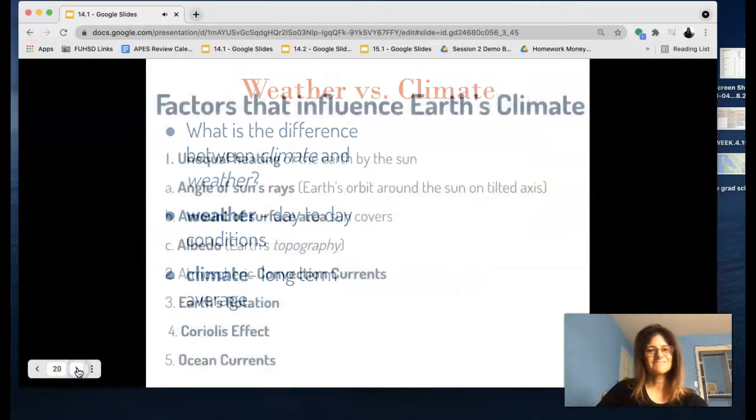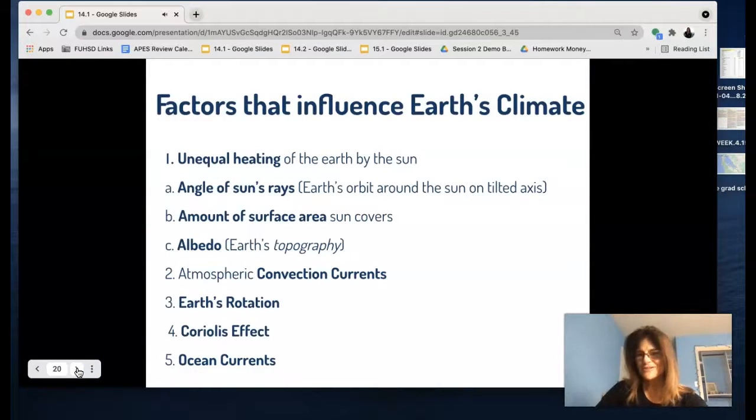So there are several factors that influence Earth's climate. We've already started discussing unequal heating of the Earth by the sun because we've talked about the angle of the sun's rays and the amount of surface area the sun covers. But albedo also plays a role in the unequal heating of the Earth by the sun.